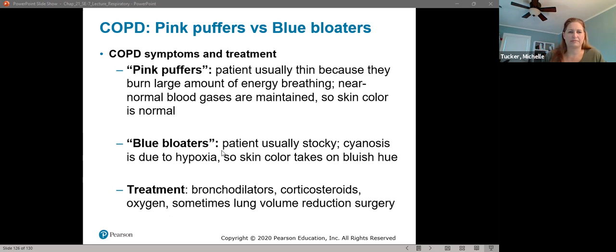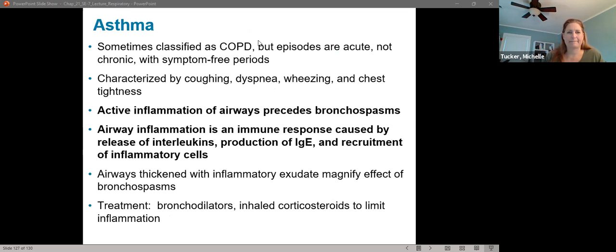Sometimes surgery. For asthma, it's classified as an obstructive pulmonary disorder, but the episodes are acute, not chronic, with symptom-free periods. Again, coughing, wheezing, chest tightness. It does affect 10% of the American population, so it's a very prevalent respiratory disorder.